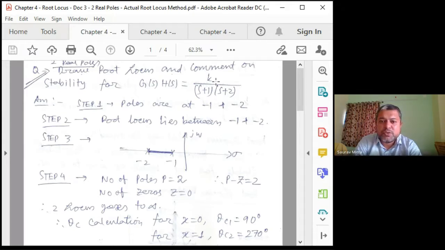So in that case, there is no zero. There is only one gain, k. Okay, so there are two poles. So p minus z. P minus z is a very important thing. P is the number of open loop poles, z is the number of zeros, and there is a numerical.